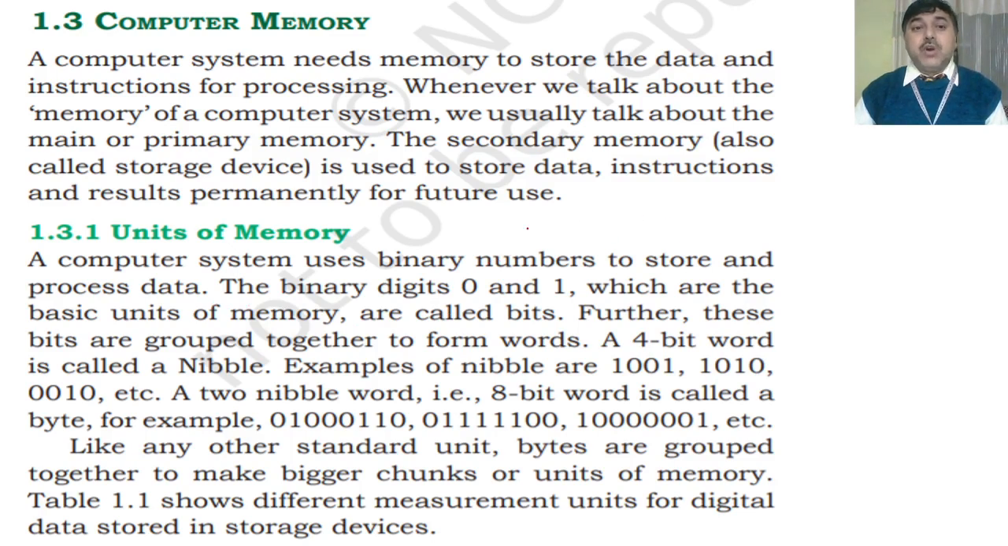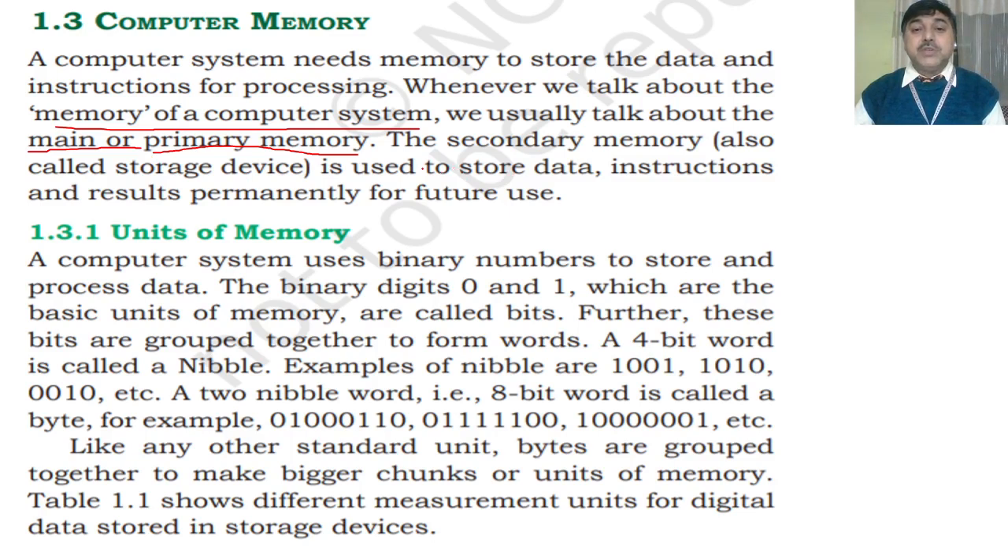Whenever we talk about the memory of the computer system, we usually talk about two patterns of memory. One is called primary memory and the other is called secondary memory. Primary memory, or the main memory, is the basic thing. We talk about it when we generally speak about the memory section.